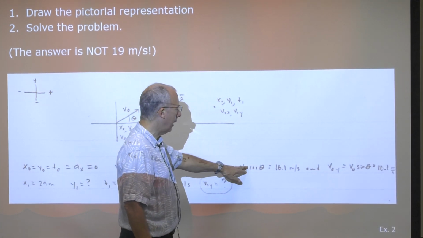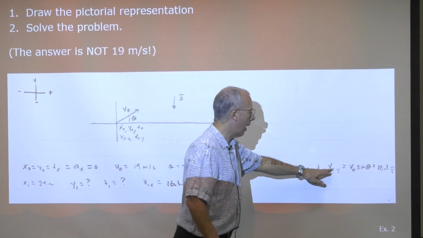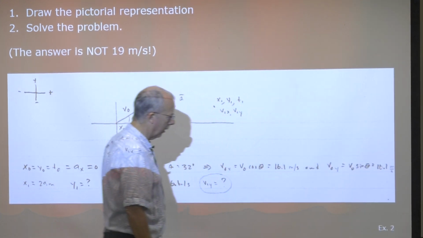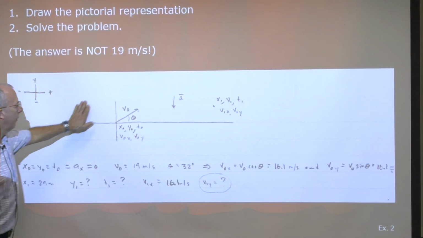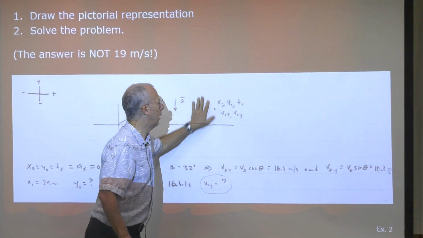v0x, v0 cosine, you get 16.1. v0y, you get with a sine, whatever that is, 10.1. All right, so we did everything here. Now we go over here.